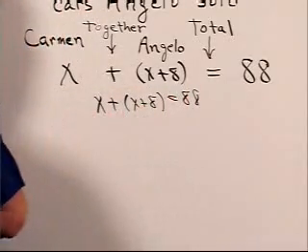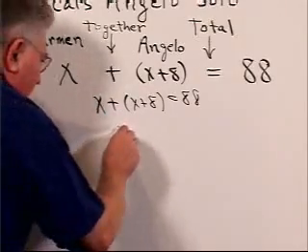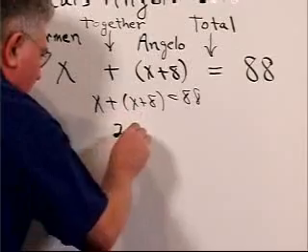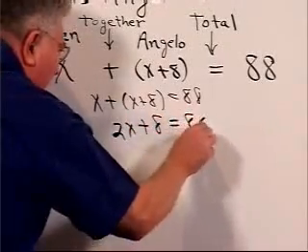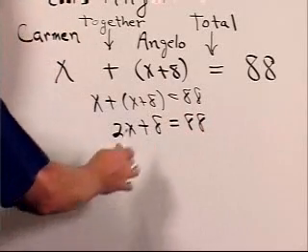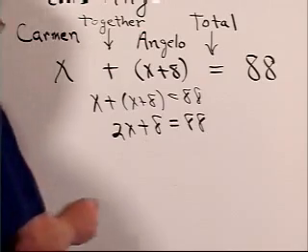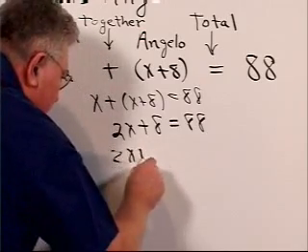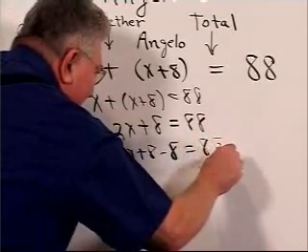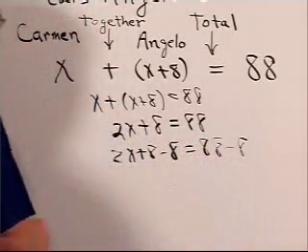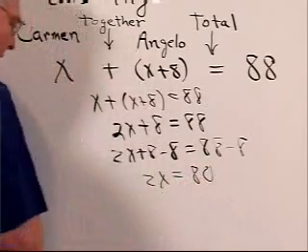We're going to remove the grouping symbols, and then once we do so, we can combine the x's, and we will have the x and x gives us 2x plus 8 equals 88. Our next step would be to remove the 8, so I'm going to subtract 8 from both sides. So I have 2x plus 8 minus 8. I have to subtract the 8 from the other side, so minus 8. And I have 2x equals 80.